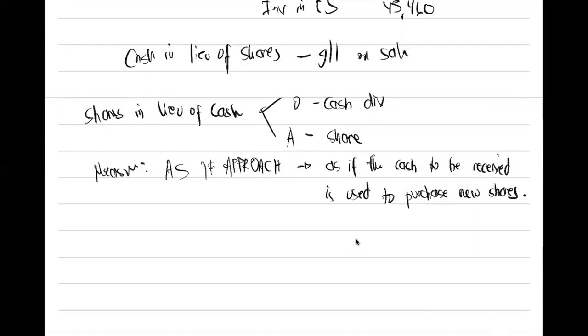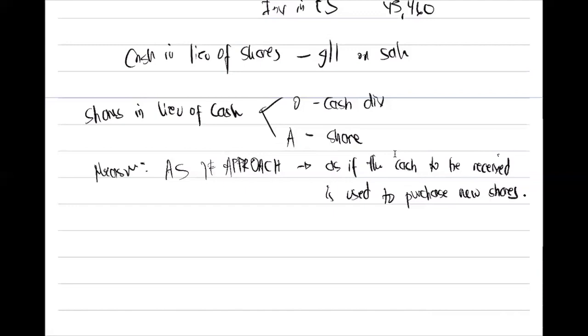So the problem here is the measurement of the shares received. Since we receive here a share, we look into the difference between the cash to be received at the date of declaration and the actual amount of shares.